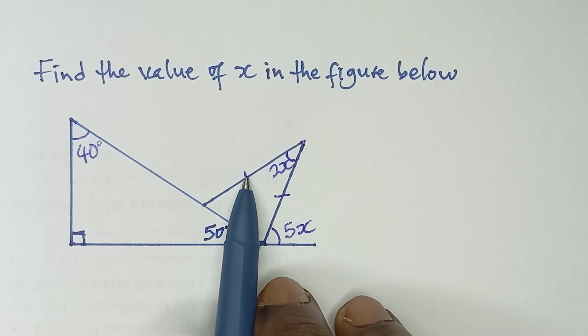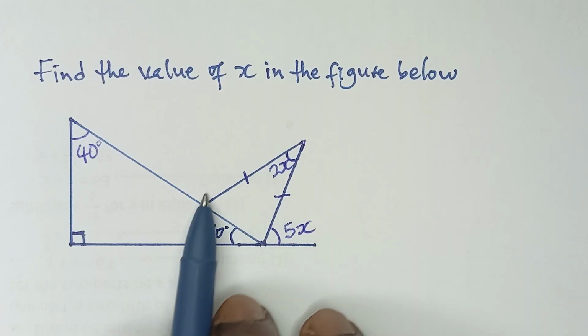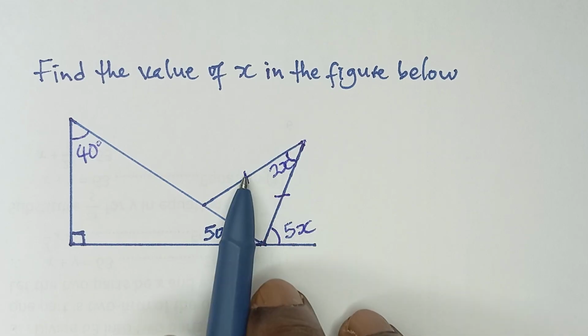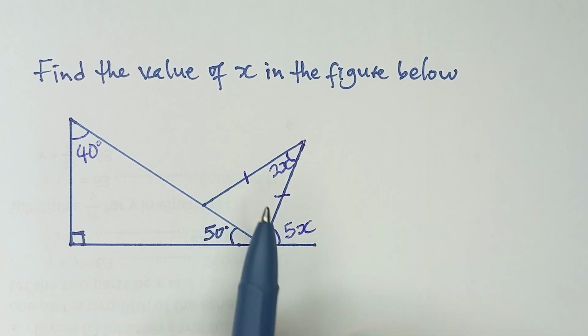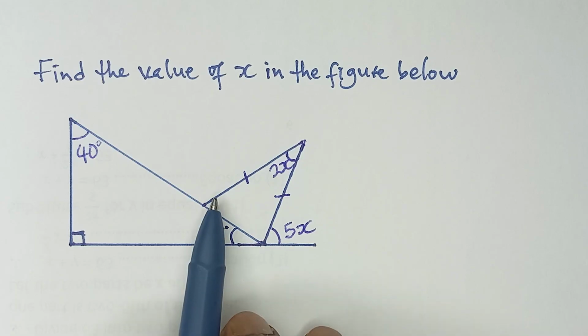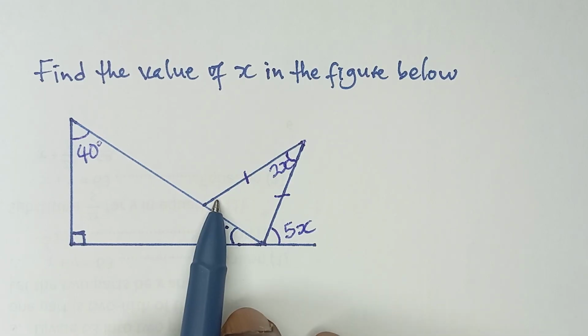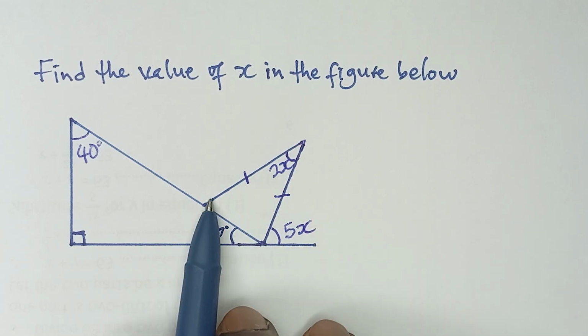Now that we have this as 50, let's look at this other smaller triangle. The two marks here show that these two lines are the same. When you have a triangle where two sides are the same, that triangle is called an isosceles triangle. In an isosceles triangle, the base angles are equal. That's the angles at the bottom of that triangle. So these two base angles are equal because the two lines here are also equal.